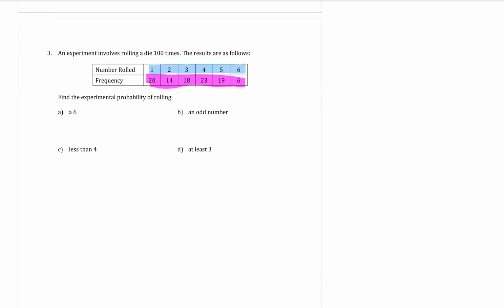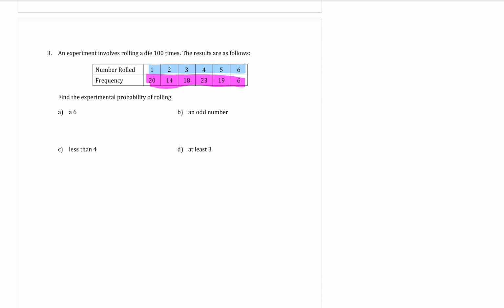The 2 I got 14 times, the 3 I got 18 times, the 4 I got 23 times, 5 I got 19 times, and 6 I got 6 times. Now this is what we call experimental probability, because we actually sat there and rolled the dice, and they came out not perfectly even. Theoretical probability tells me that it should have an even chance of getting each one, and all of those results should have come out perfectly.